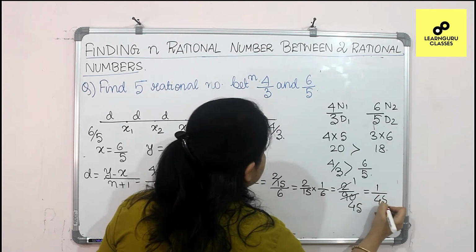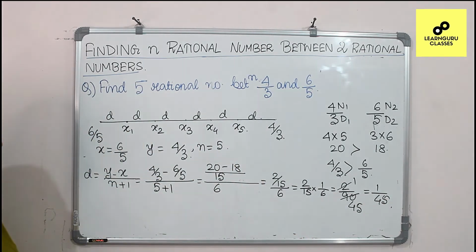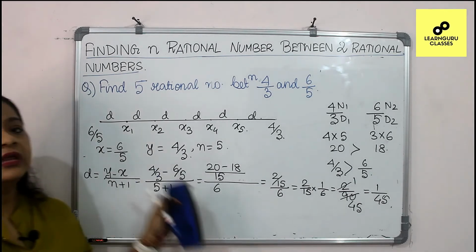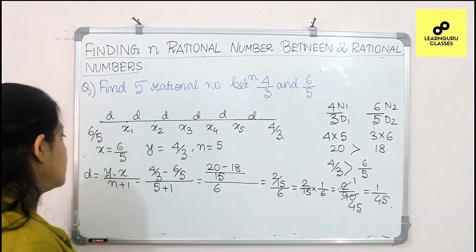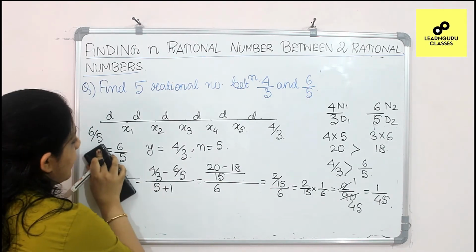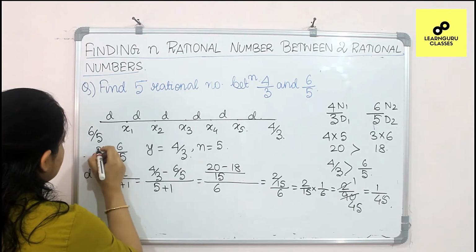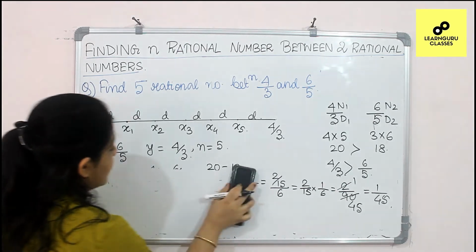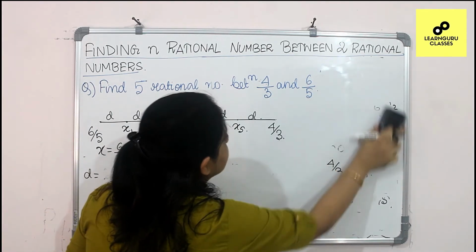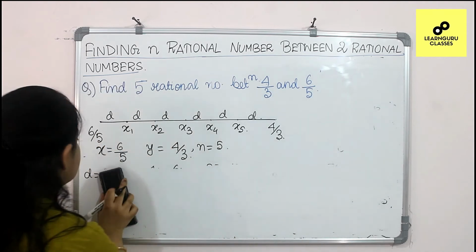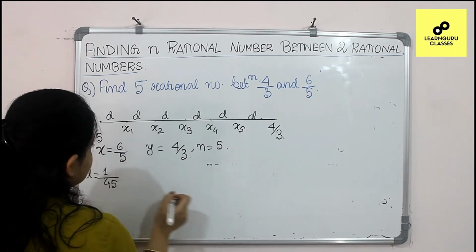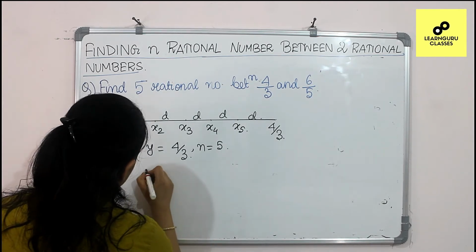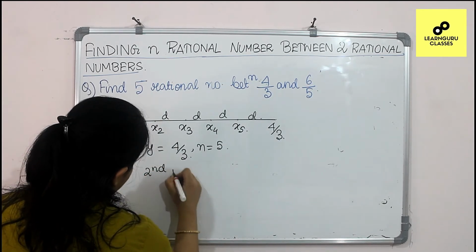So 1 by 45 is the value of the common difference which we need for both the second method and the third method. So we will rub everything, keep x equal to, and just write down the value of d. So the value of d is 1 by 45.